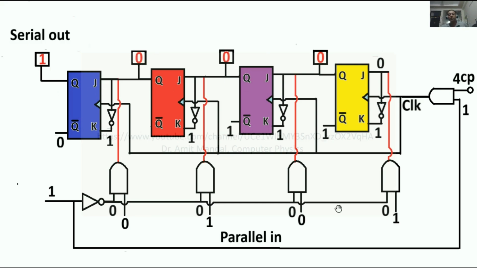Okay, so this is a case in which the data is transferring through this shift register in parallel in and serial out, because the ultimate output is over here. So parallelly the data is going in, however the data transfer is taking place in serial fashion. So parallel in, serial out.